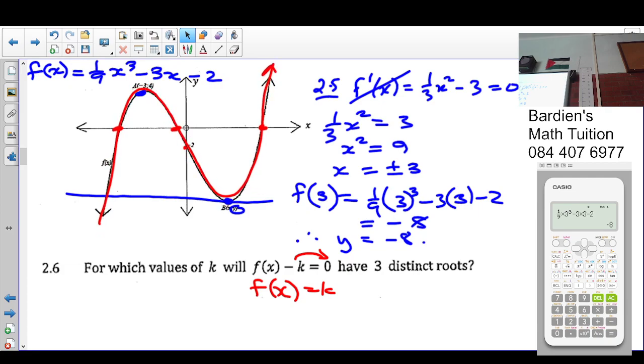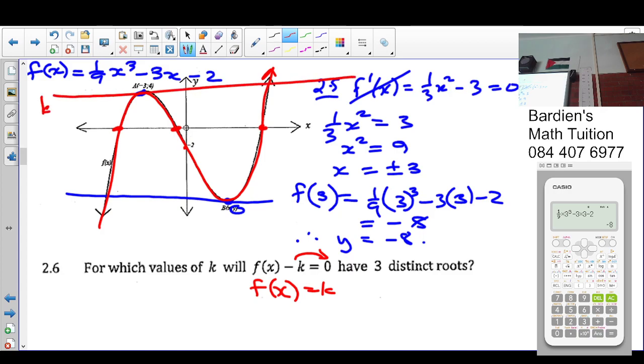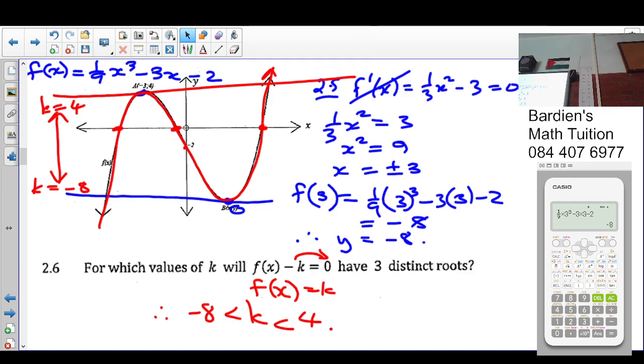So when will it be 3 roots? Remember, this k is actually a y value. So it will have 3 roots where k is between 4 and negative 8. At k is equal to 4, it has 2 roots. At k is equal to negative 8, it also has 2 roots. So anything between them. Therefore, k has to be greater than negative 8 but less than 4. And that gets you your 2 marks.